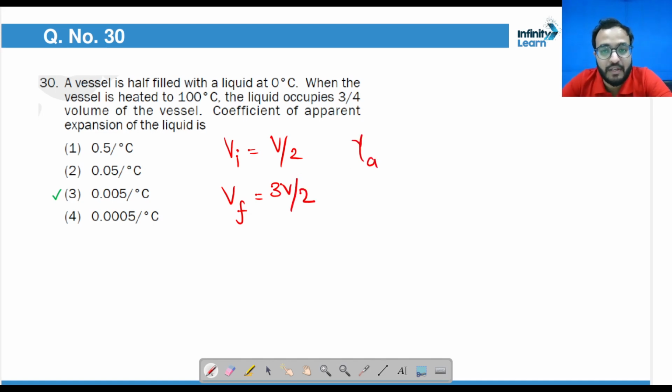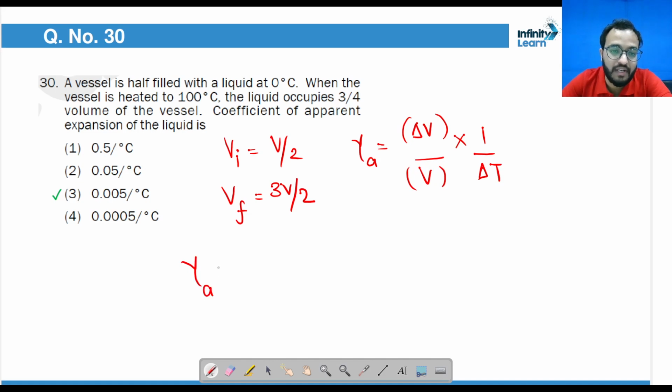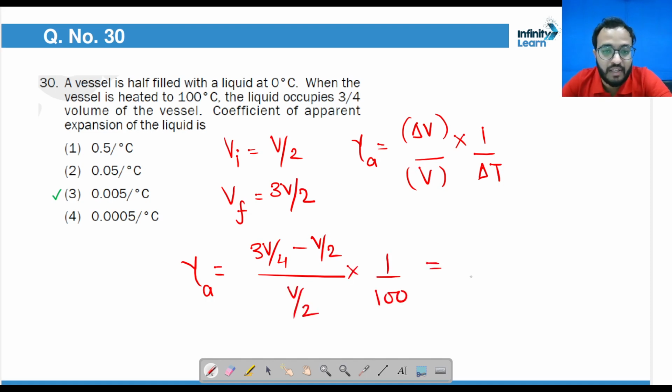Coefficient of apparent expansion is the relative change in volume upon the actual initial volume, into 1 by delta T, right? So gamma apparent will be (3V by 4 minus V by 2) upon V by 2, into 1 by 100. So it is 1 by 4 upon 1 by 2, which is 1 by 200, that is 0.005. Do you understand? 0.005 per degree centigrade. The third option is correct. Got it?